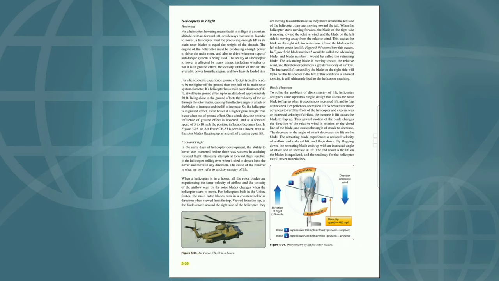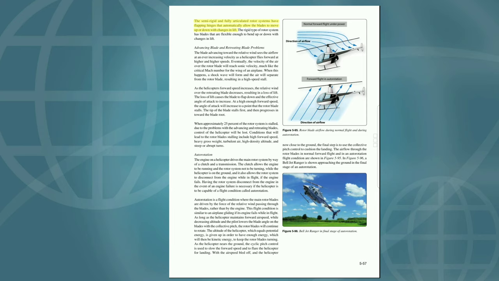The semi-rigid and fully articulated rotor systems have flapping hinges that automatically allow the blades to move up or down with changes in lift. The rigid type of rotor system has blades that are flexible enough to bend up or down with changes in lift. Advancing blade and retreating blade problems.